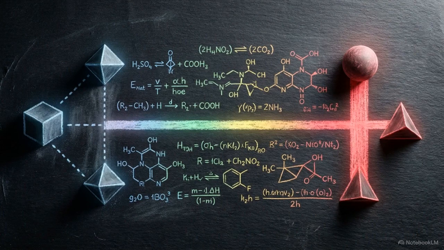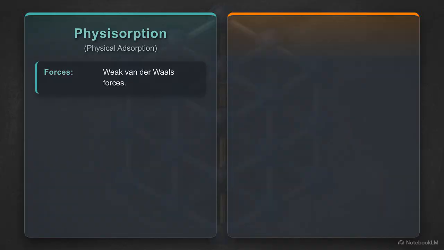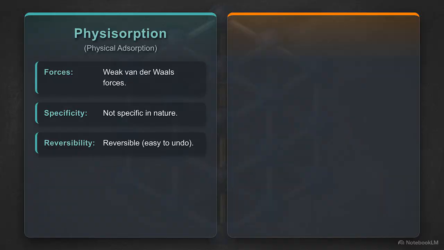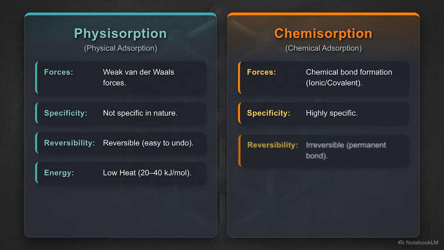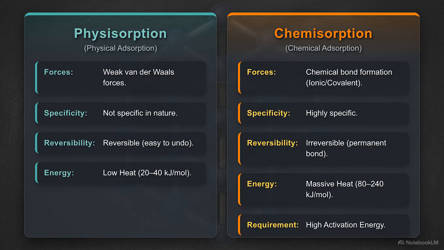Depending on the specific materials involved, the physical grip between the surface and the trapped molecule exists on a spectrum of strength. Physical adsorption, or physisorption, occurs via weak van der Waals forces. It requires no specific chemical pairing, is easily reversible, and releases little heat. Conversely, chemical adsorption, or chemisorption, holds gas molecules via actual ionic or covalent bonds. It is highly specific, usually irreversible, releases massive heat, and requires high activation energy.